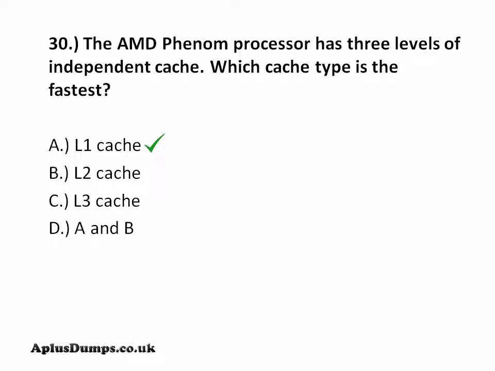Question 30. The AMD Athlon processor has 3 levels of independent cache. Which cache type is the fastest? A. L1 cache. B. L2 cache. C. L3 cache. D. A and B. The answer is A. L1 cache.